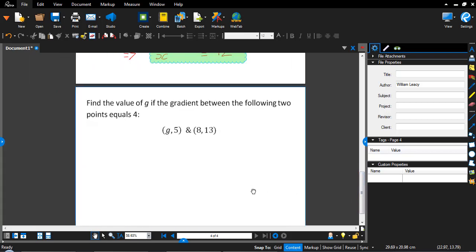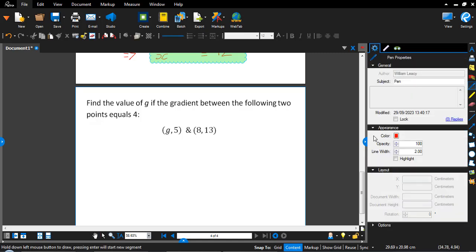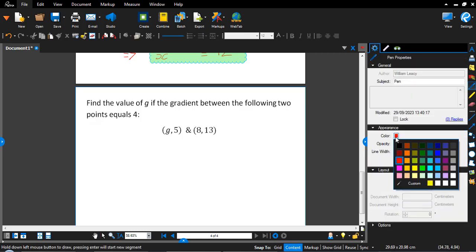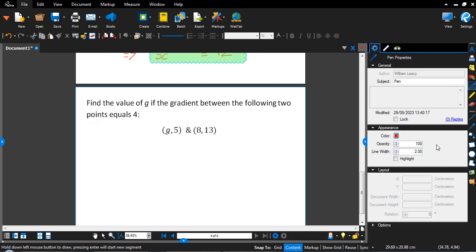Alright. Find the value of g if the gradient between the following 2 points equals 4. Alright, I made this up in my head too, so I'm hoping that it works out. Let's see. So the gradient, what's the formula for the gradient? Gradient is m, which equals change in y over the change in x, y2 minus y1 over x2 minus x1, rise over run, whatever you like to call it. Delta y over delta x.